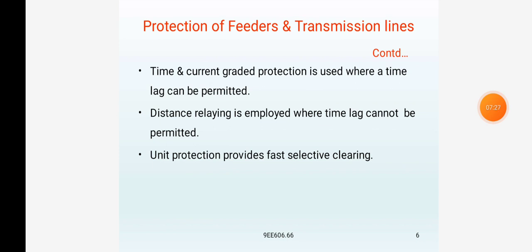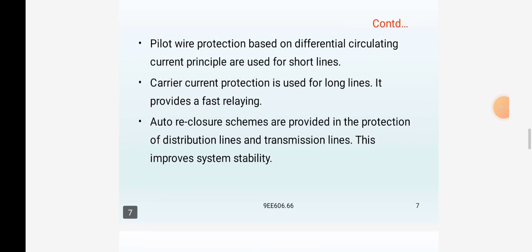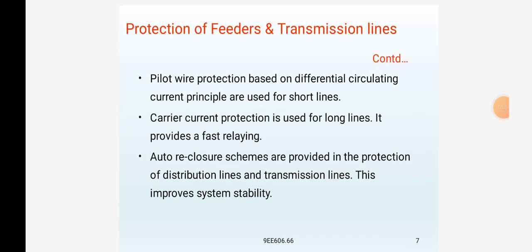So here, in the protection of feeders and transmission lines, pilot wire protection based on the differential circulating current principle is used for short lines. Carrier current protection is used for long lines. It provides fast relaying. Auto reclosure schemes are provided in the protection of distribution lines and transmission lines. This improves system stability. So here are the types of schemes for bus bar protection.